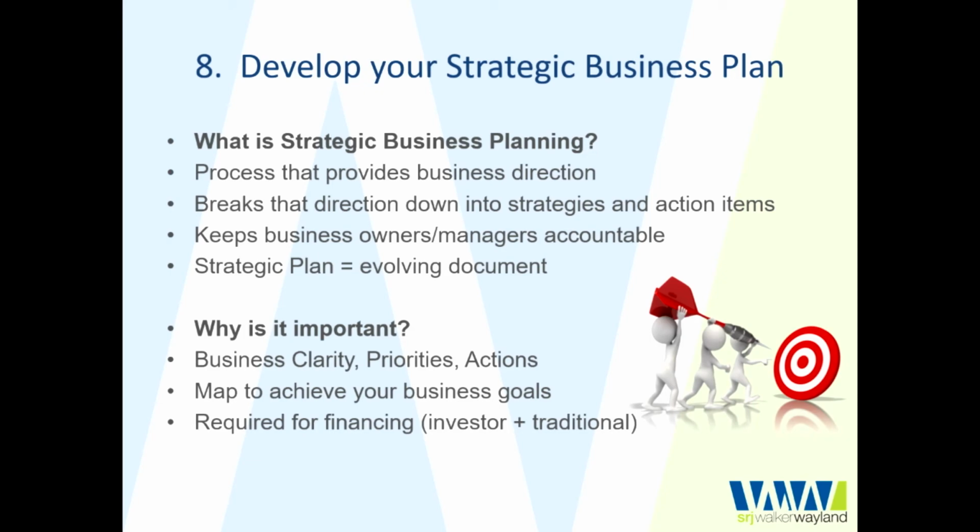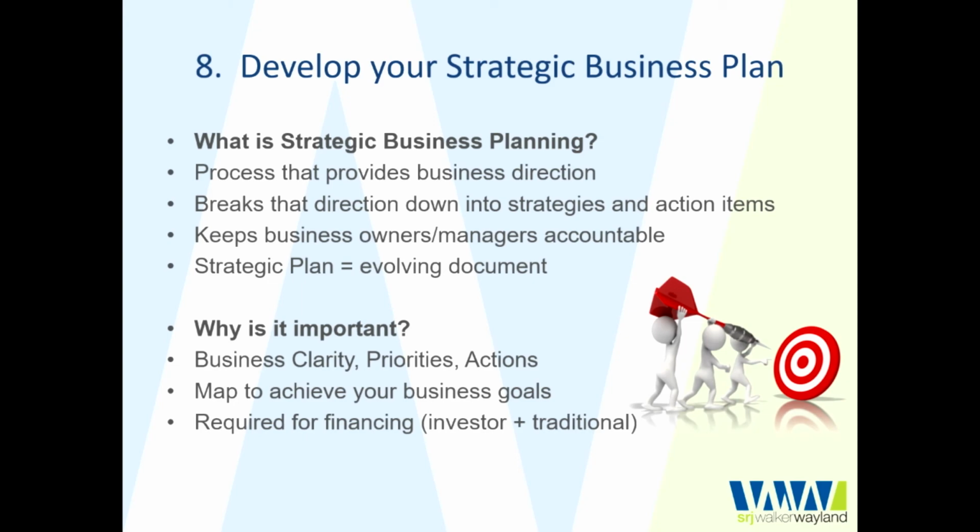Finally, you need to develop your strategic business plan. So your plan needs to be the process that provides your business direction. So you need to be identifying what the goals are for your organisation and breaking those goals down into strategies and detailed action items. Allocate responsibilities and timelines and have the management committee ensure that it keeps each other accountable to achieving those actions to work towards achieving your organisation goals. Your strategic business plan needs to be an evolving document that you need to be revisiting and updating on a regular basis, and you need to see that plan as the blueprint for your business success.